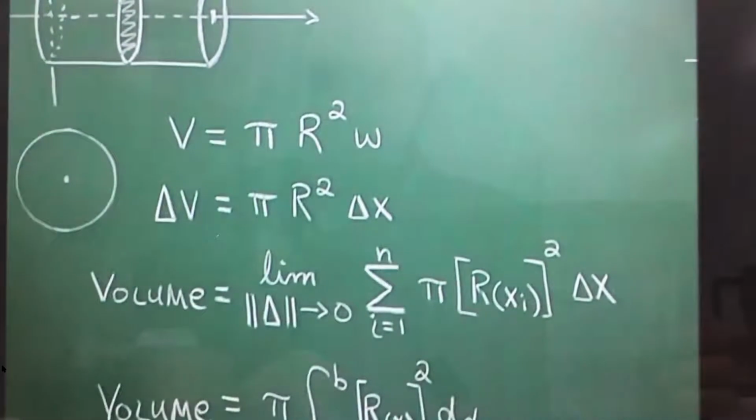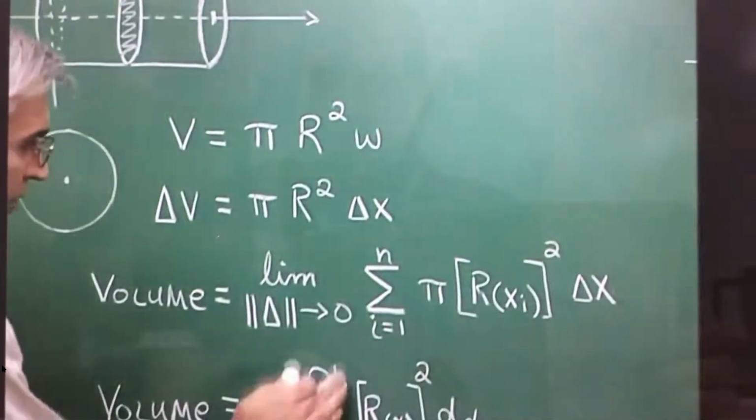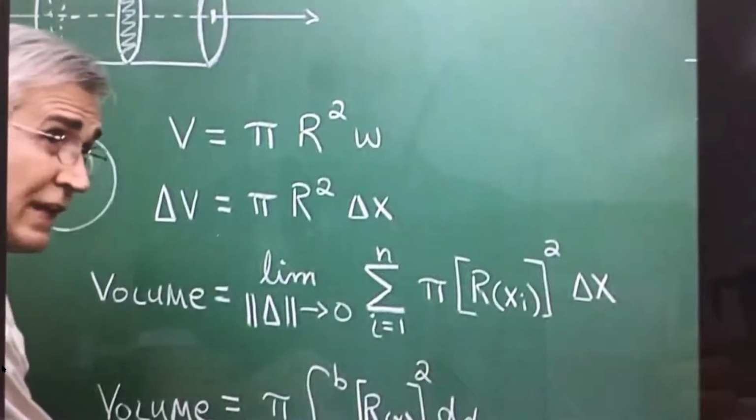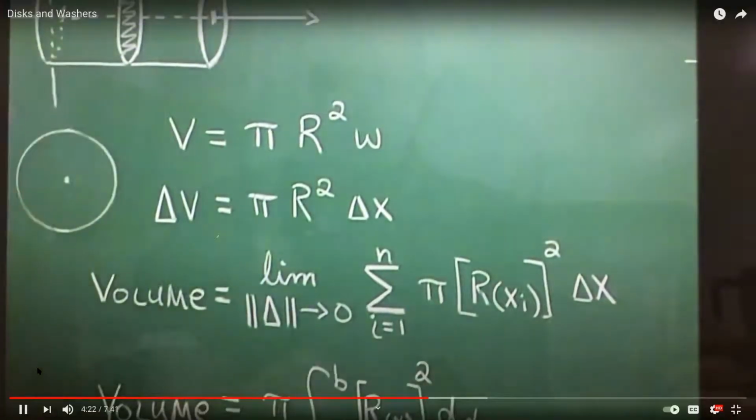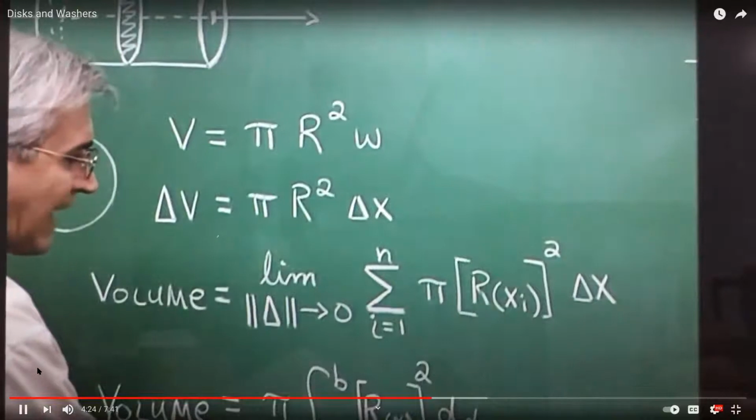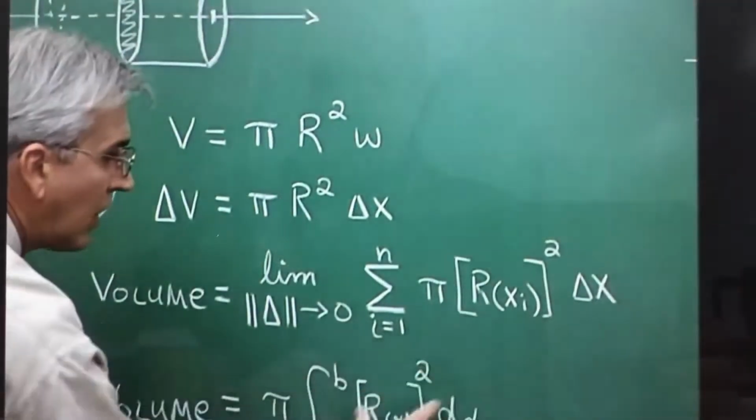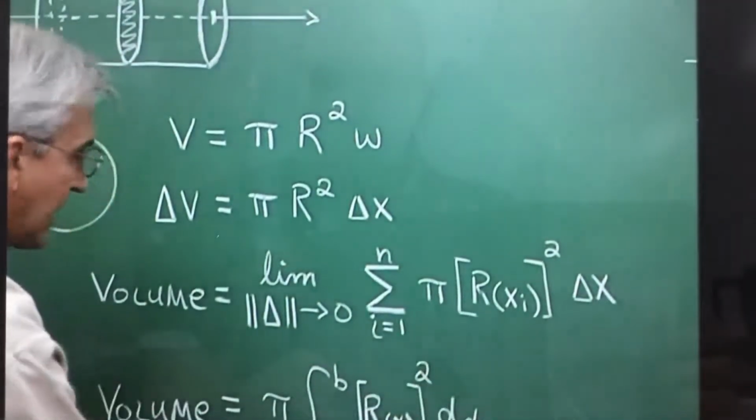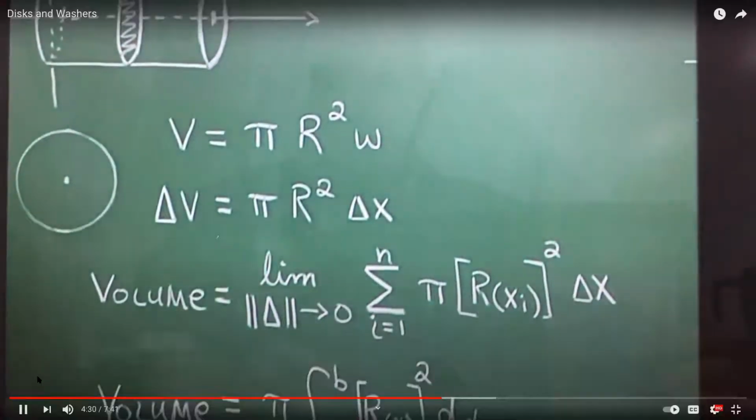Well, all of that leads us to integration, and the volume then is the integral from a to b, the integral within an interval, of the R of x squared, and that's this part, and then the delta x is the dx, the pi as a constant comes to the outside. And all we have to do then is apply the idea to a specific problem.